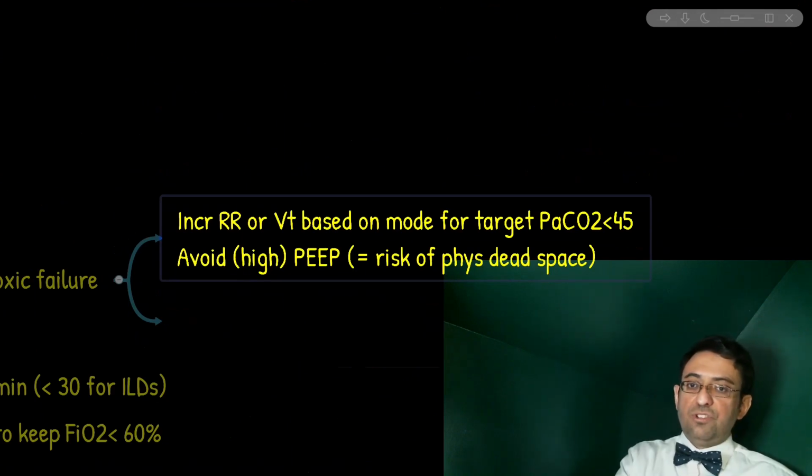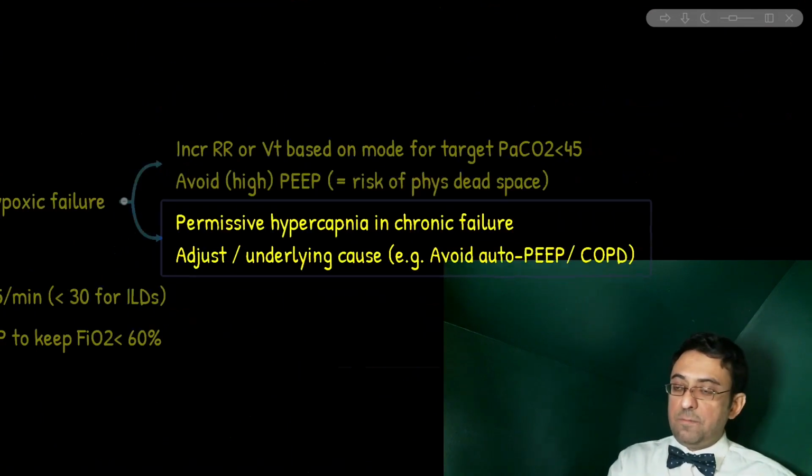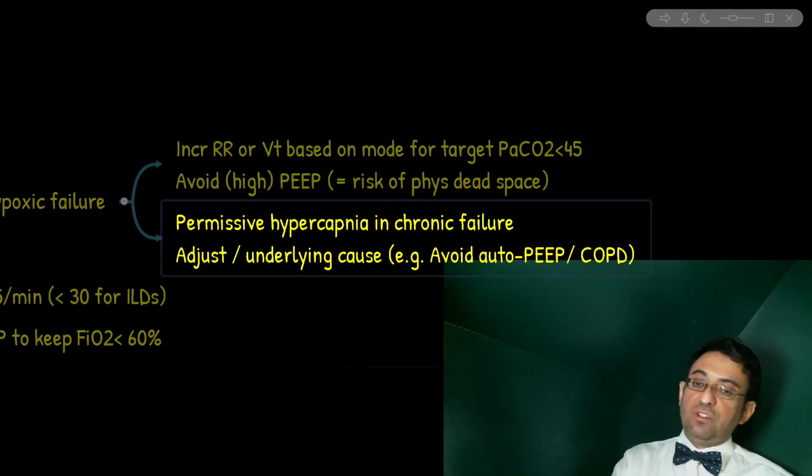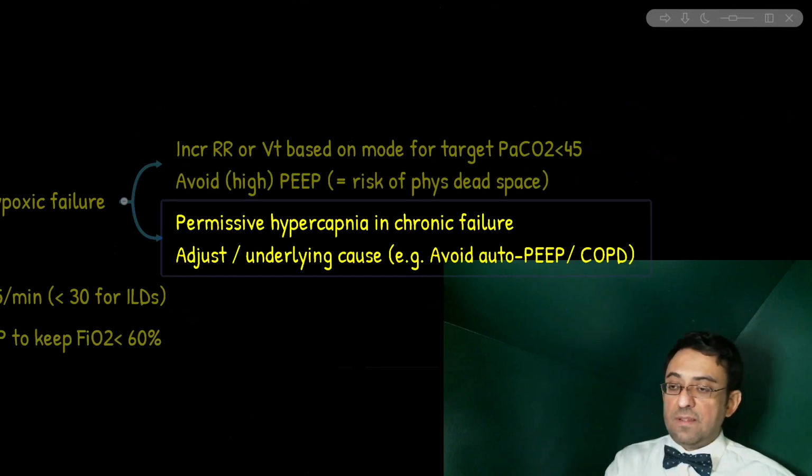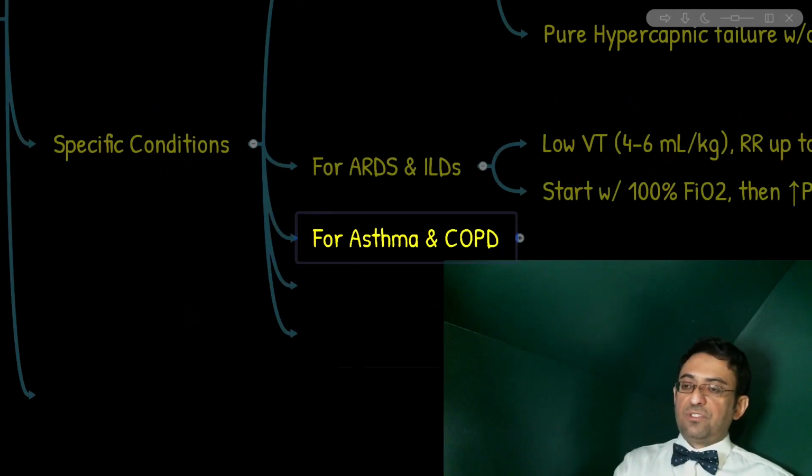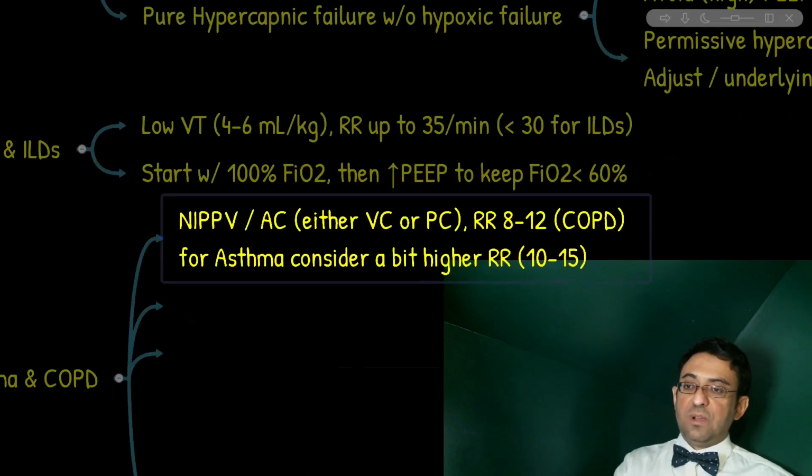The second condition we need to be on alert in management of hypercapnic failure is to avoid high PEEP. Especially in patients with COPD, we need to be on alert for Auto-PEEP. Very important question: what is the target PaCO2 in hypercapnic failure? The target PaCO2 is the patient's baseline. What does this concept mean, especially in the COPD cases? That means permissive hypercapnia. Okay, so let's discuss the ventilator setting in asthma and COPD.